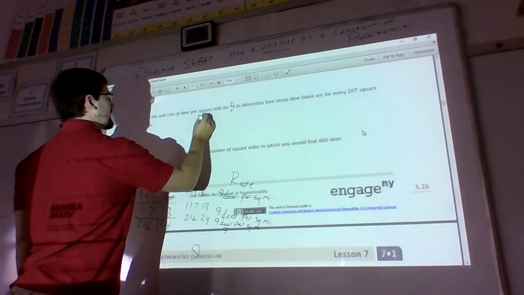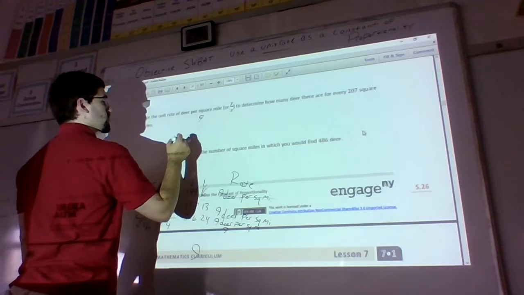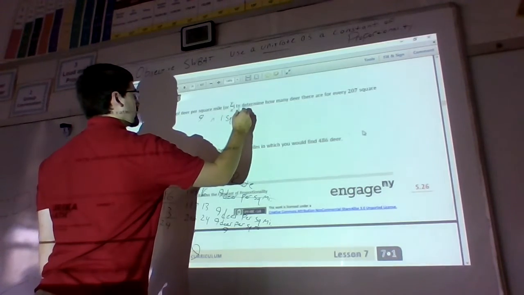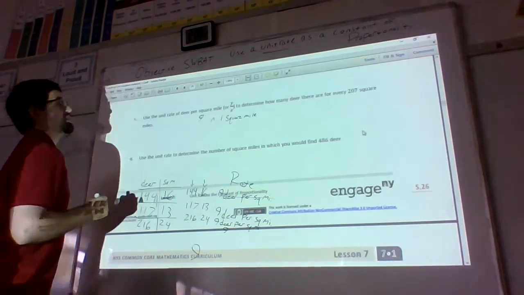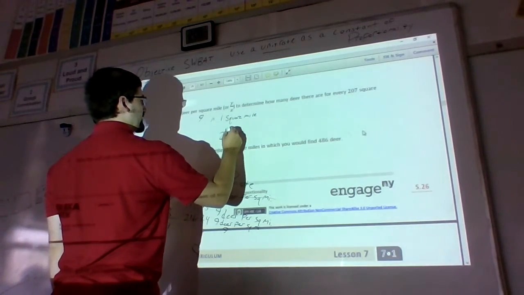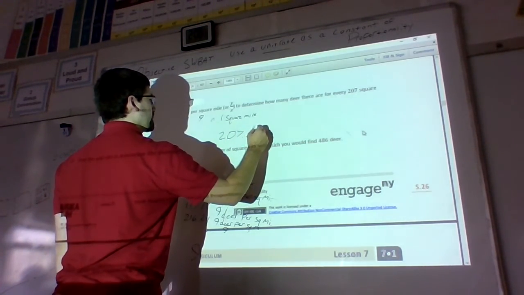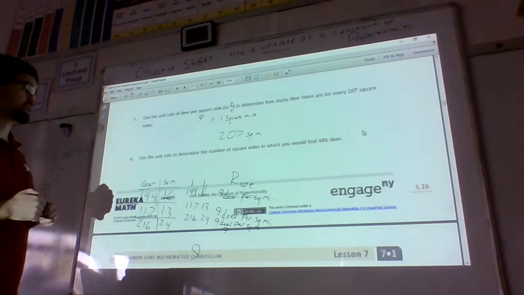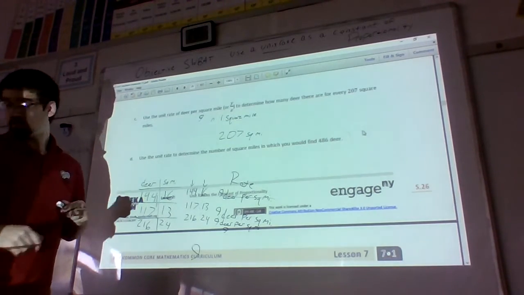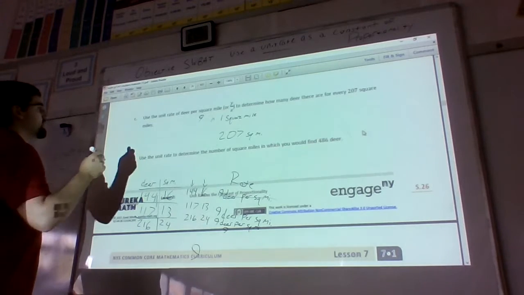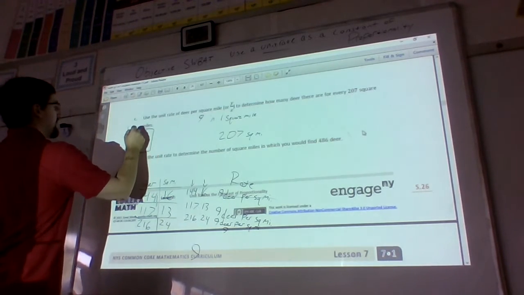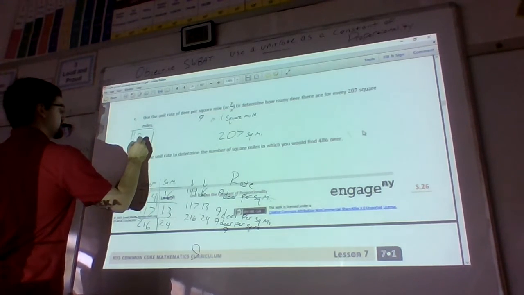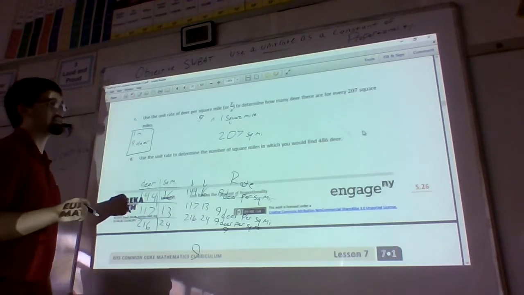So if there are 9 deer per square mile, how many deer are there in 207 square miles? And this is where we need to start using some skills. So think about it again. Anytime I have 1 square mile, I have 9 deer.